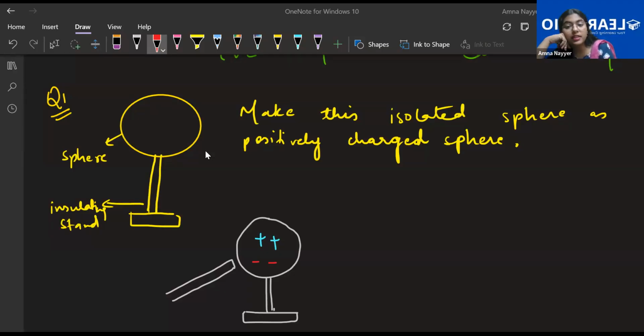See, if this is positive, it will attract the negative charges. Negative charges will be intact. We want the sphere to be positively charged. So, in order to make the sphere positively charged, you should bring the negative charges. Negative charges can only push the positive charges towards one end. Won't the body be neutral? Right now, the body is neutral.